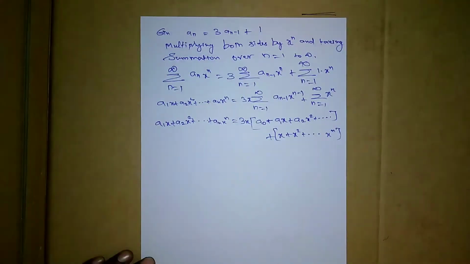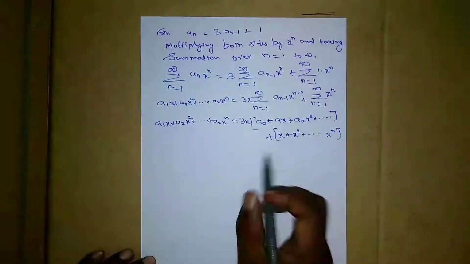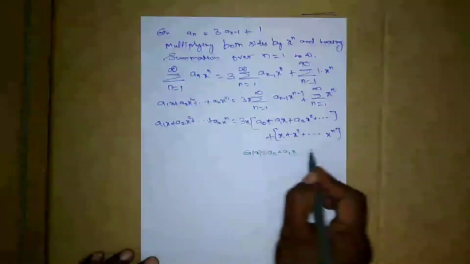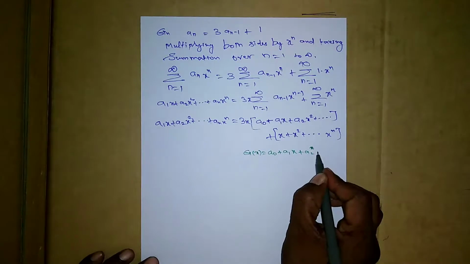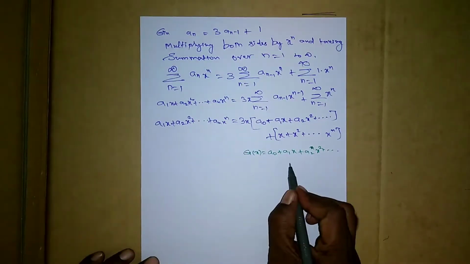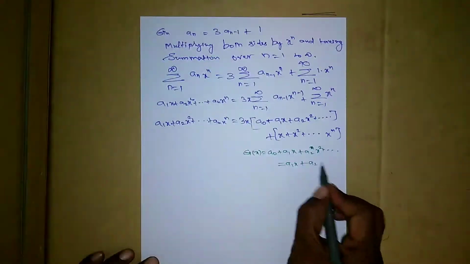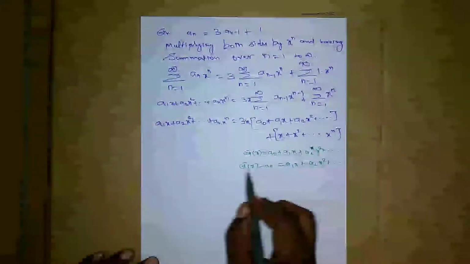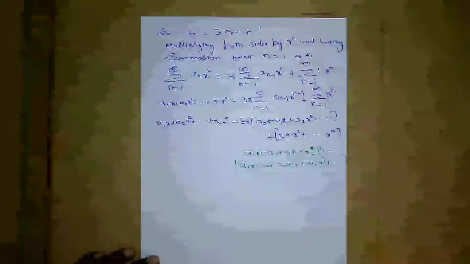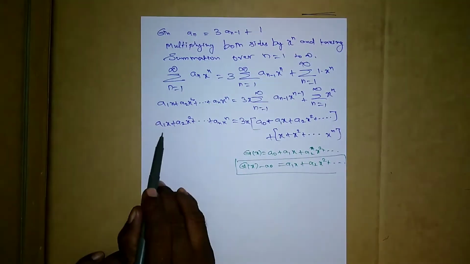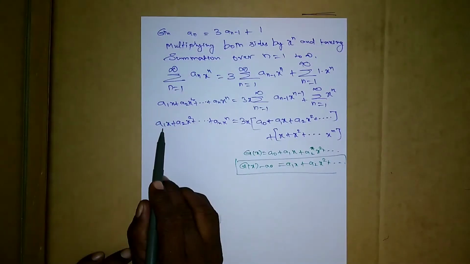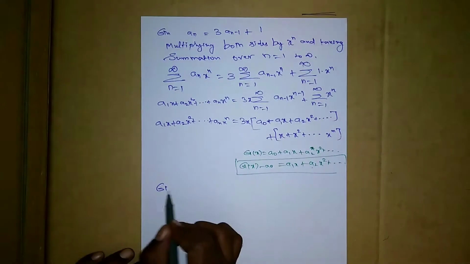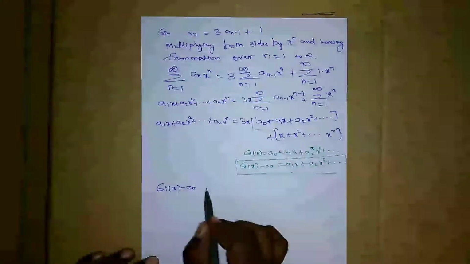We know that g(x) = a_0 + a_1 x + a_2 x^2 + etc. Therefore a_1 x + a_2 x^2 + etc. is nothing but g(x) - a_0. Here there is no a_0, therefore a_1 x + a_2 x^2 + etc. can be written as g(x) - a_0.